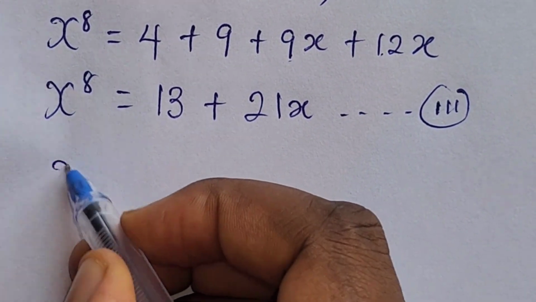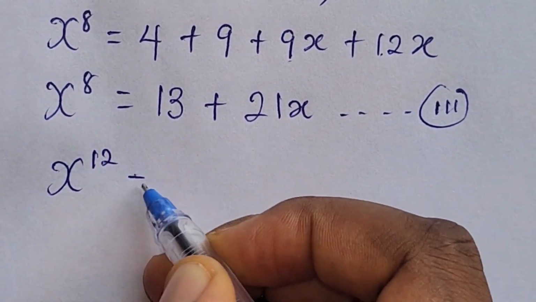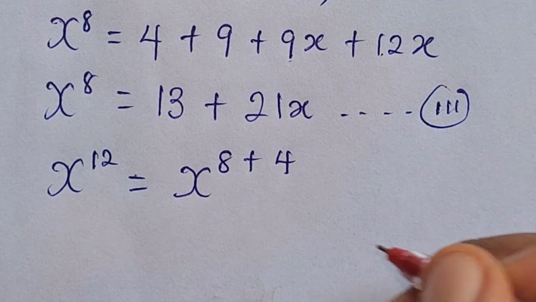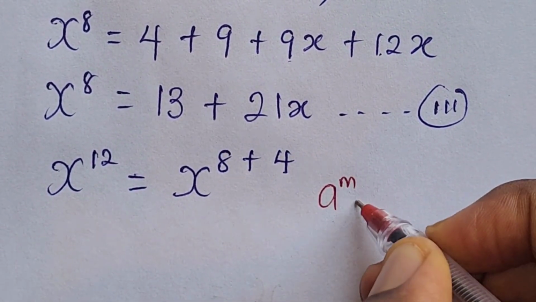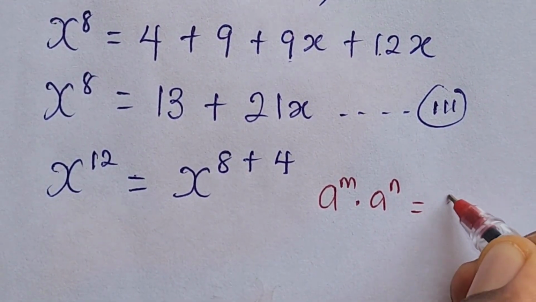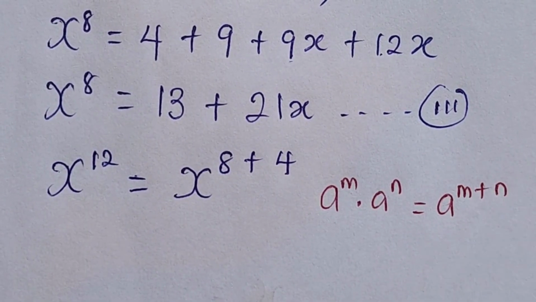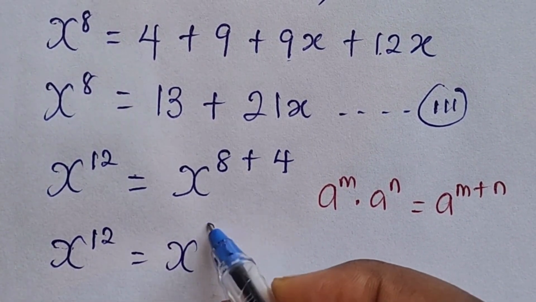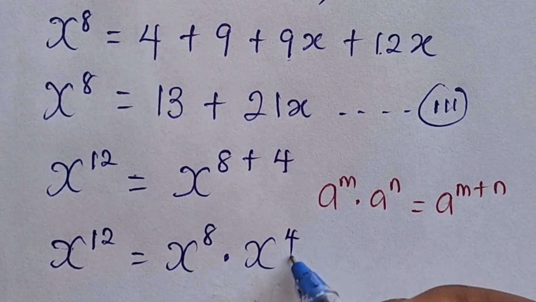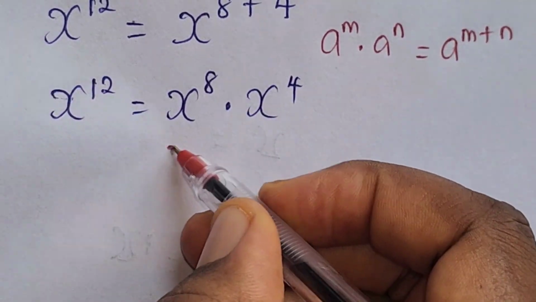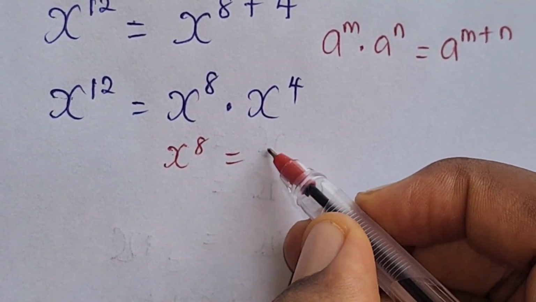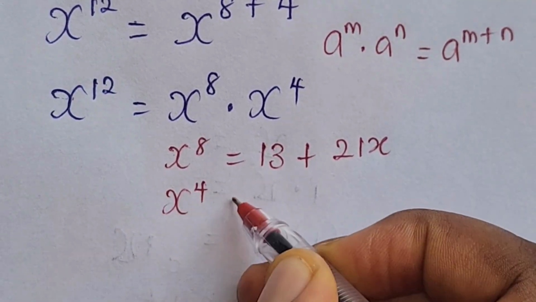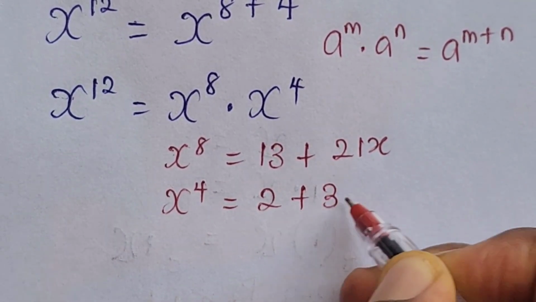Now, since we are looking for x to the power of 12, which is the same as x to the power of 8 plus 4. Now let's recall a to the power of m times a to the power of n is equal to a to the power of m plus n. So our x to the power of 12 is equal to x to the power of 8 times x to the power of 4. Now we know the value of x to the power of 8 to be equal to 13 plus 21x, and x to the power of 4 is equal to 2 plus 3x.